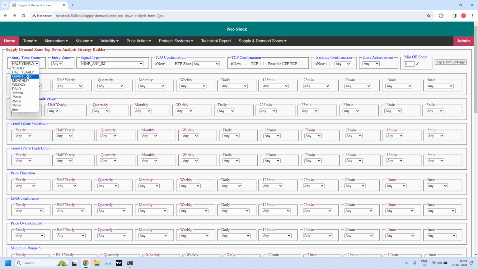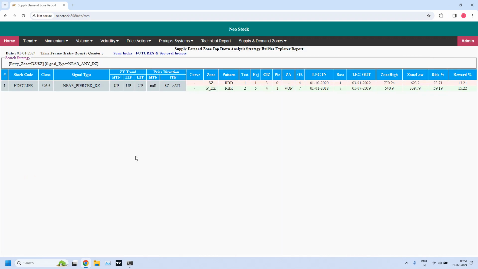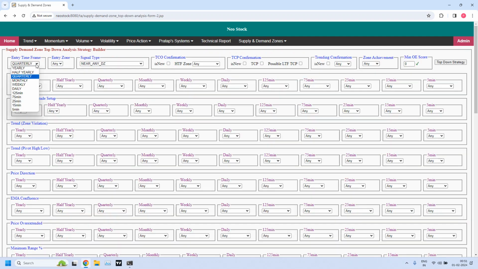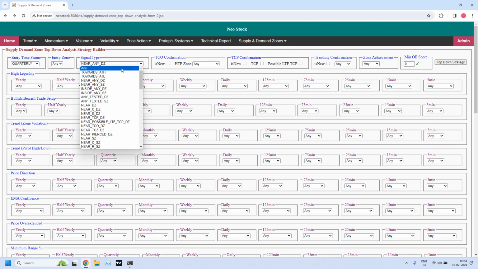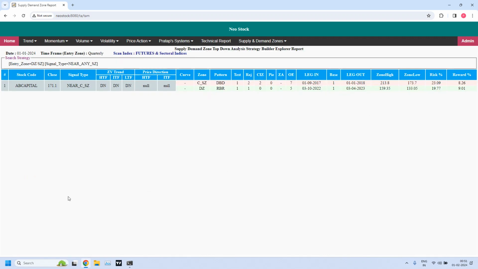Next, let us change the time frame to quarterly and find the stocks near quarterly demand zone. One stock is filtered. Let me go back. Quarterly time frame. Let us find the stocks near quarterly supply zone. So one stock is filtered.